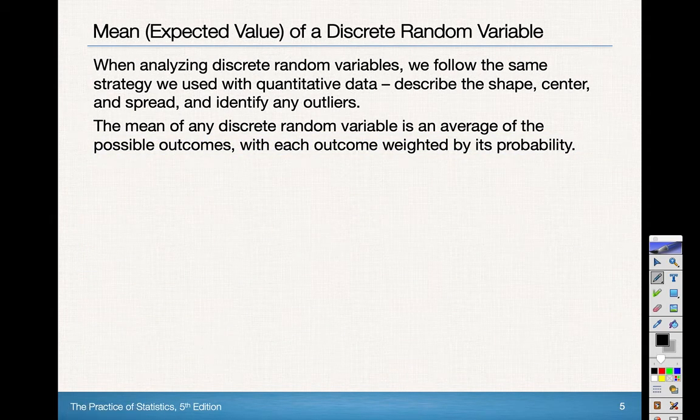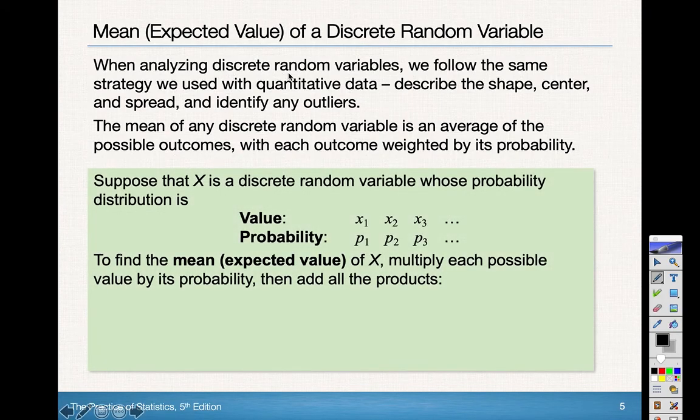When you think about a probability distribution for a random variable, there is a mean to it, which we call the expected value. What do you expect to happen? When analyzing a discrete random variable, we follow the same strategy we use for any quantitative data. We look at the shape, we look at the center, we look at the spread, we look for outliers. The mean of a discrete random variable is the average of its outcomes, but each one has a weight to it. It's like a weighted average. There's more chance of getting a 1, so it has a higher weight.